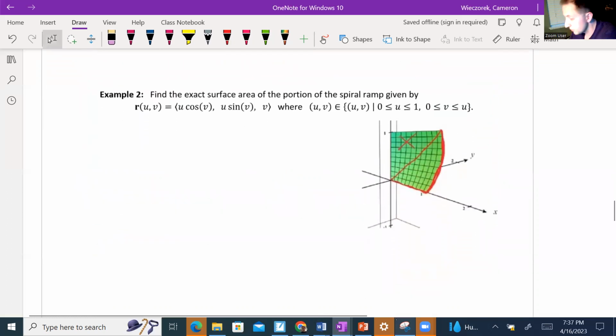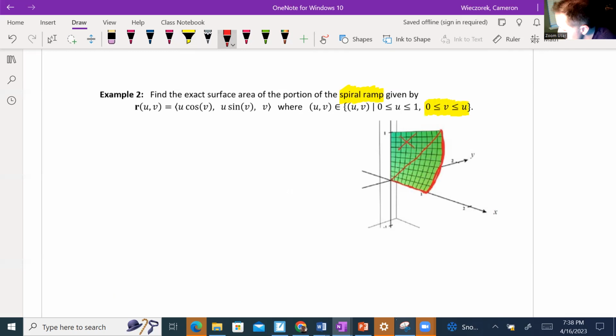Okay, so let's do an example here. Find the exact area of the portion of what's called a spiral ramp. Again, go on CalcPlot if you're interested in taking a look at this. I went on there, graphed it, and snipped it for you. You find the exact surface area of the portion of the spiral ramp given by the vector valued function r of (u, v) equals u cosine v for the first component, u sine v for the second component, and v for the third component. And we're assuming that u is bounded between 0 and 1. Now, v is not bounded between two constants. It's actually bounded between 0 and u.